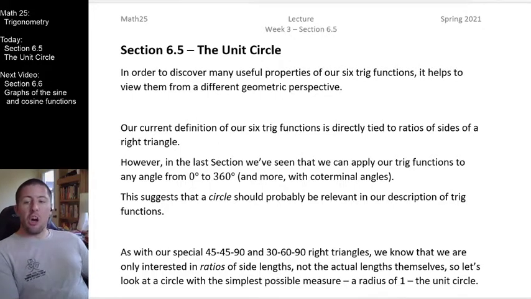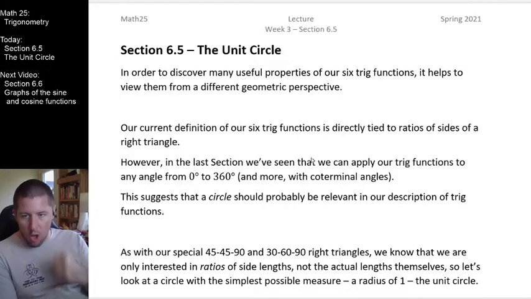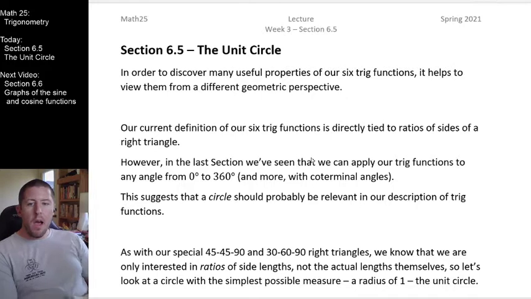Currently, our definition of our six trig functions is very directly tied to right triangles, and specifically the ratios of their side lengths. We are going to retain this concept of the right triangle, but in the last section we talked about applying our trig functions to angles larger than 90 degrees, which already has broken our concept of right triangle only, right?